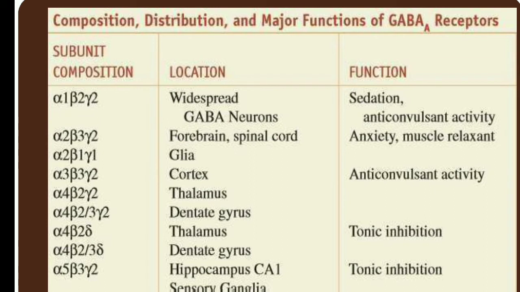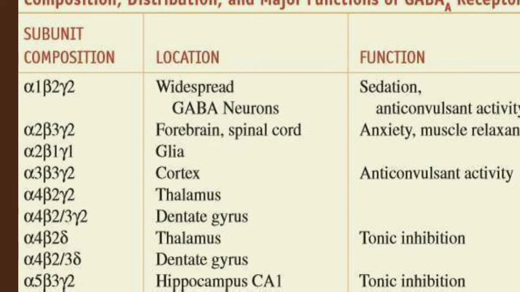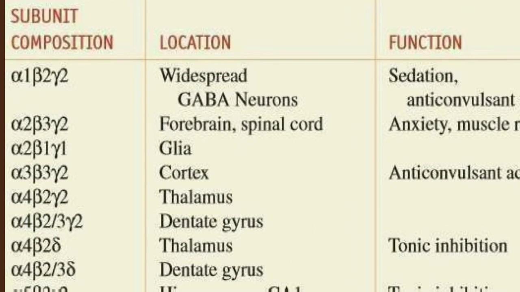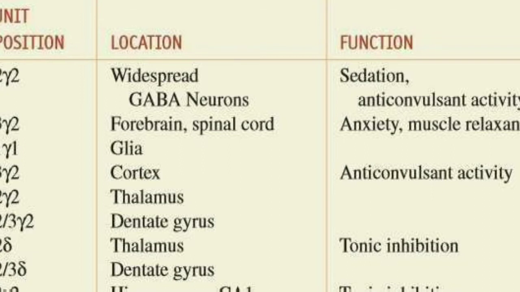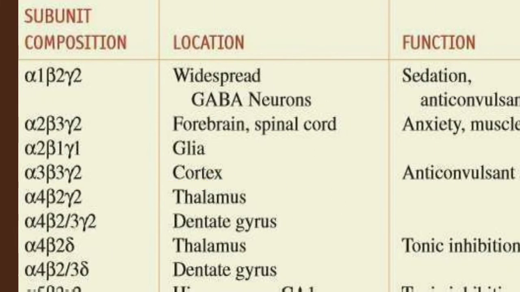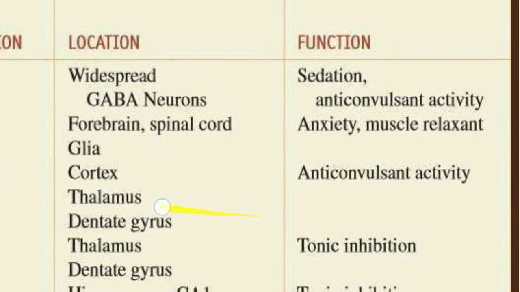These are the functions. Alpha 1, beta 2, gamma 2 is widespread in GABA neurons, and its function is sedation and anticonvulsant activity. Anticonvulsant activity is nothing but seizure or epilepsy activity. Subunit composition alpha 2, beta 3, gamma 2 is found in the brain and spinal cord, with anxiolytic and muscle relaxant effects. And alpha 2, beta 1, gamma 1 is in glial cells.